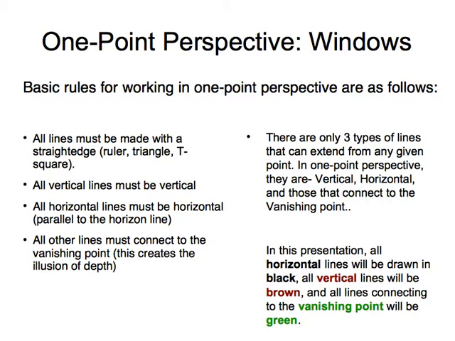There are only three types of lines that can extend from any given point. In one-point perspective, they are vertical lines, horizontal lines, and those that connect to the vanishing point. In this presentation, all horizontal lines will be drawn in black, all vertical lines will be in brown, and all lines connecting to the vanishing point will be green.